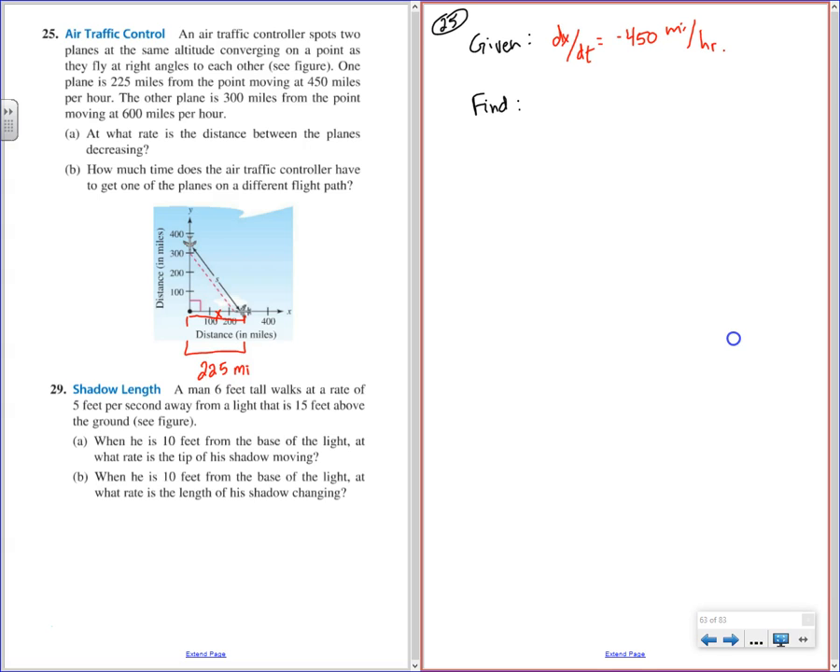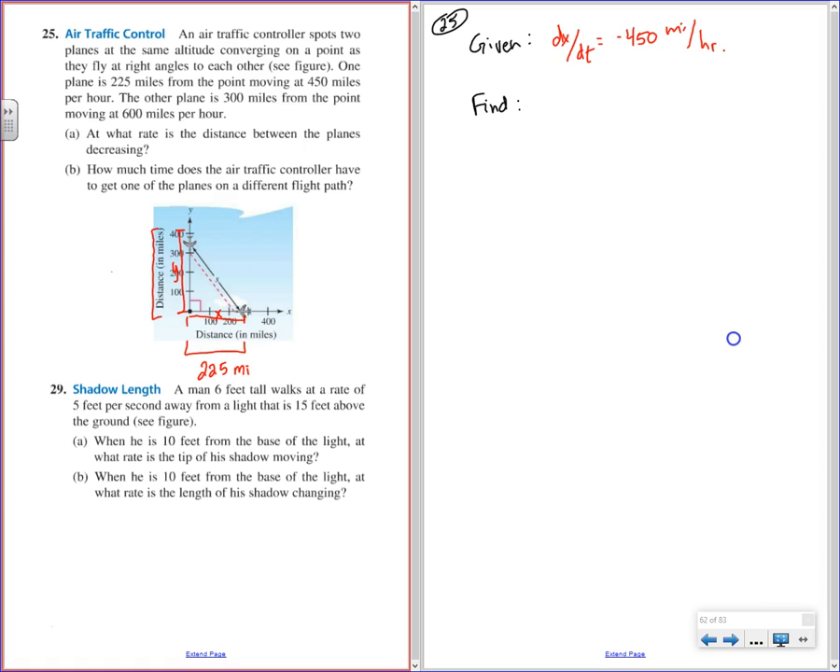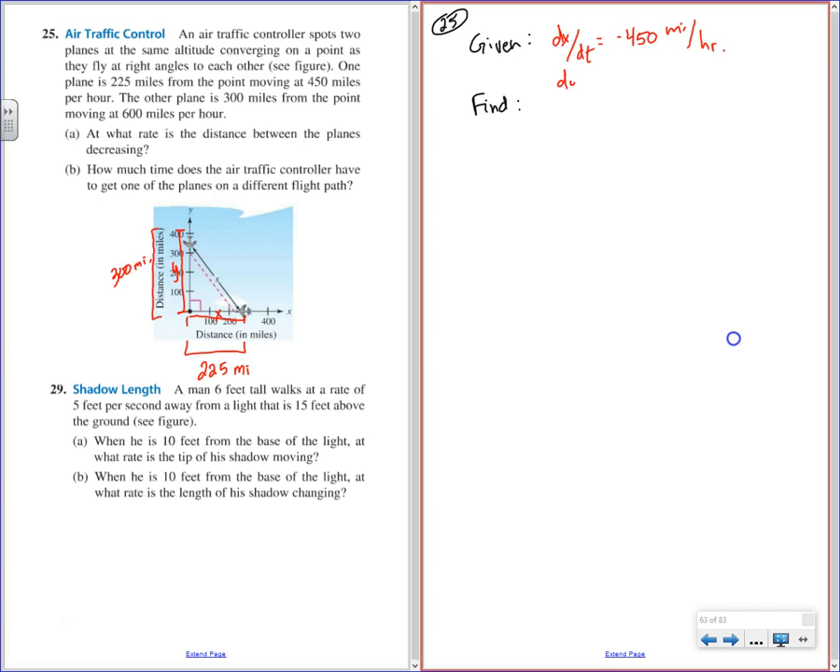Okay, then they say there's another plane. He's up here. So that's my y, or plane B, whatever you want to call him. They say that when the guy spots him, it's 300 miles away from the point, moving at 600 miles per hour. So we also know dy/dt. Now if these two pass the point at different times, we're fine. If they pass the point at the same time, we're in some pretty big trouble, right?